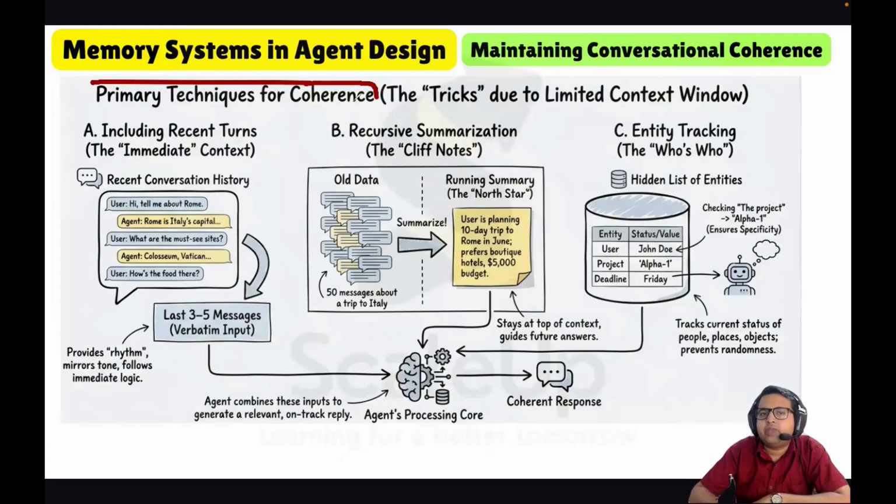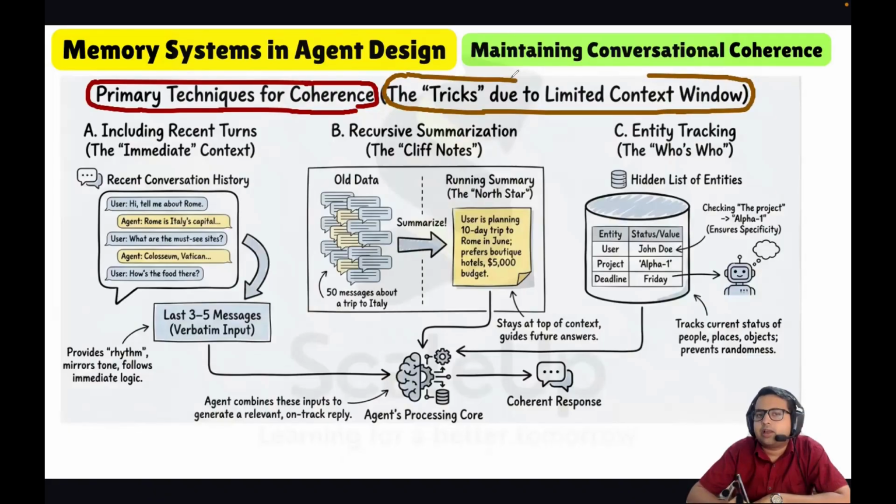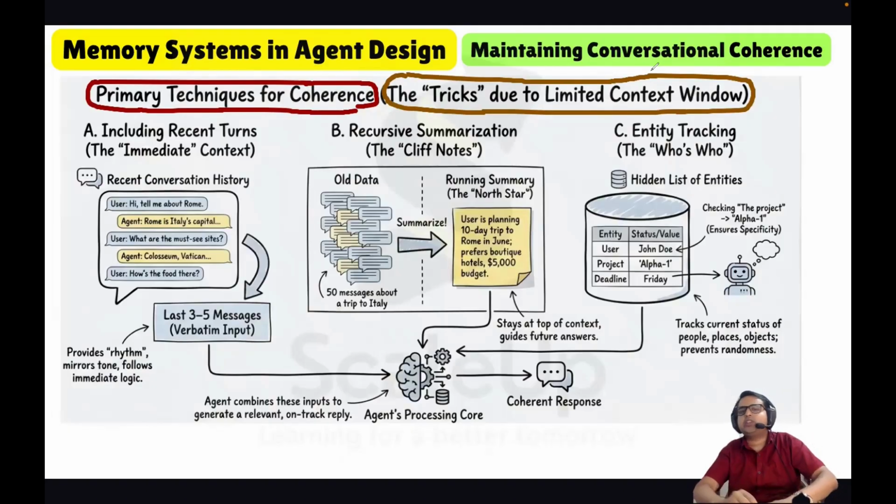Now see, one very big problem with the short-term memory or the active memory is the limited context window. Because of the limited context window, we cannot store everything in the context window, and hence achieving coherence is not that straightforward. If we had an unlimited context window, then we would have stored all the interactions in the context window itself. But since the context window is limited, to achieve conversational coherence we have to figure out some more advanced techniques, and that is what we are discussing.